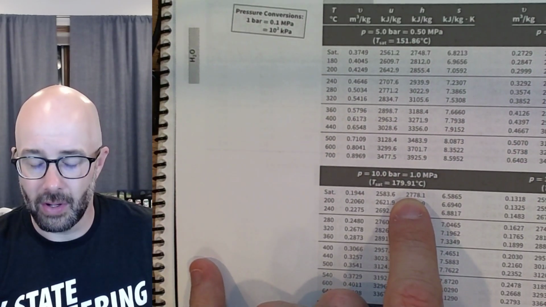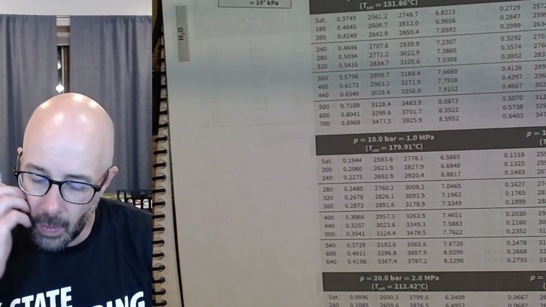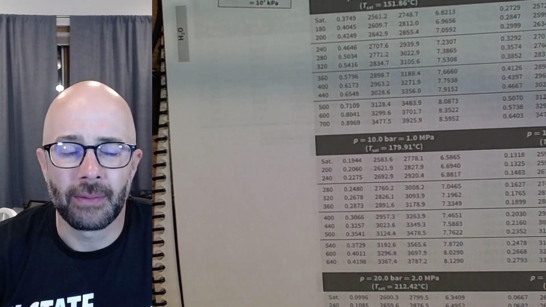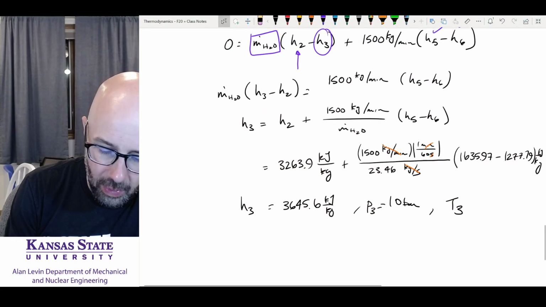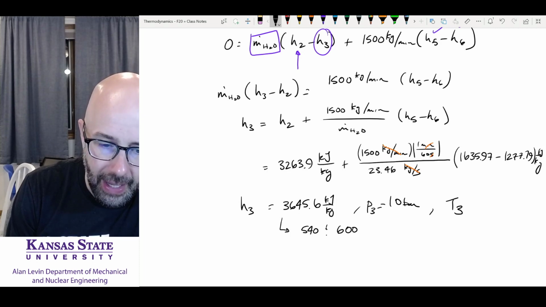10 bar gas tables, and we don't know what the temperature is, so we're going to look at our enthalpies, which is our third column, and we're going to look for 3645. It's going to be between 540 and 600. So we're going to have to interpolate. Interpolation, one of our favorite things to do. So we are going to say this is between 540 and 600.